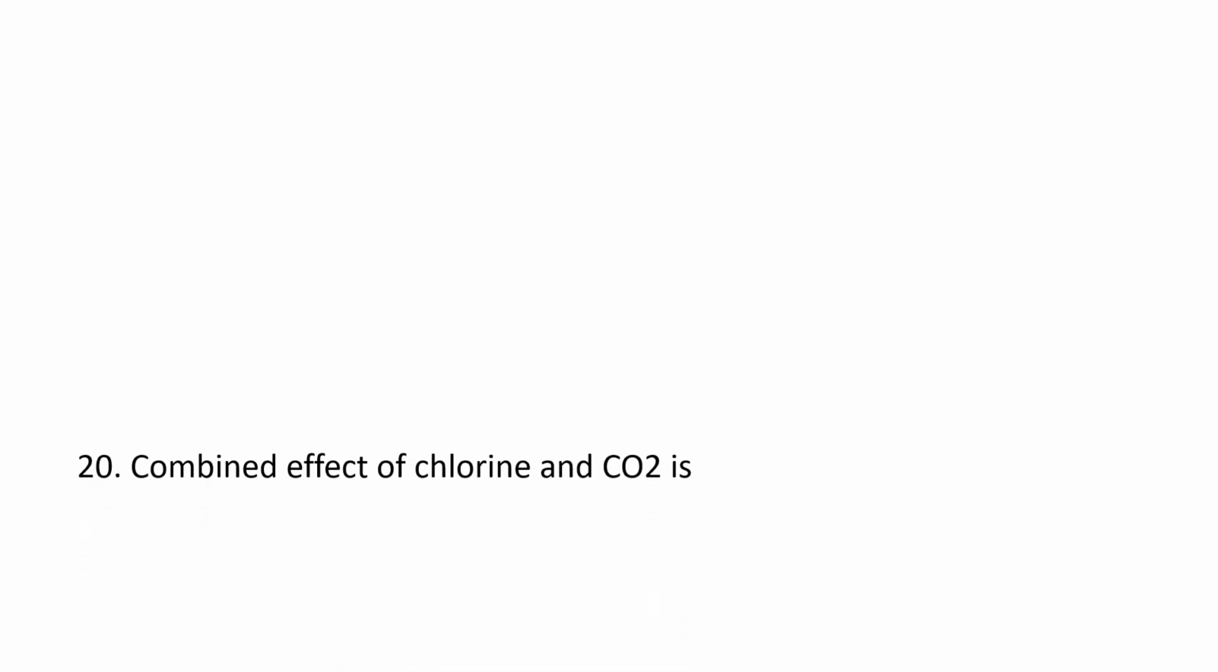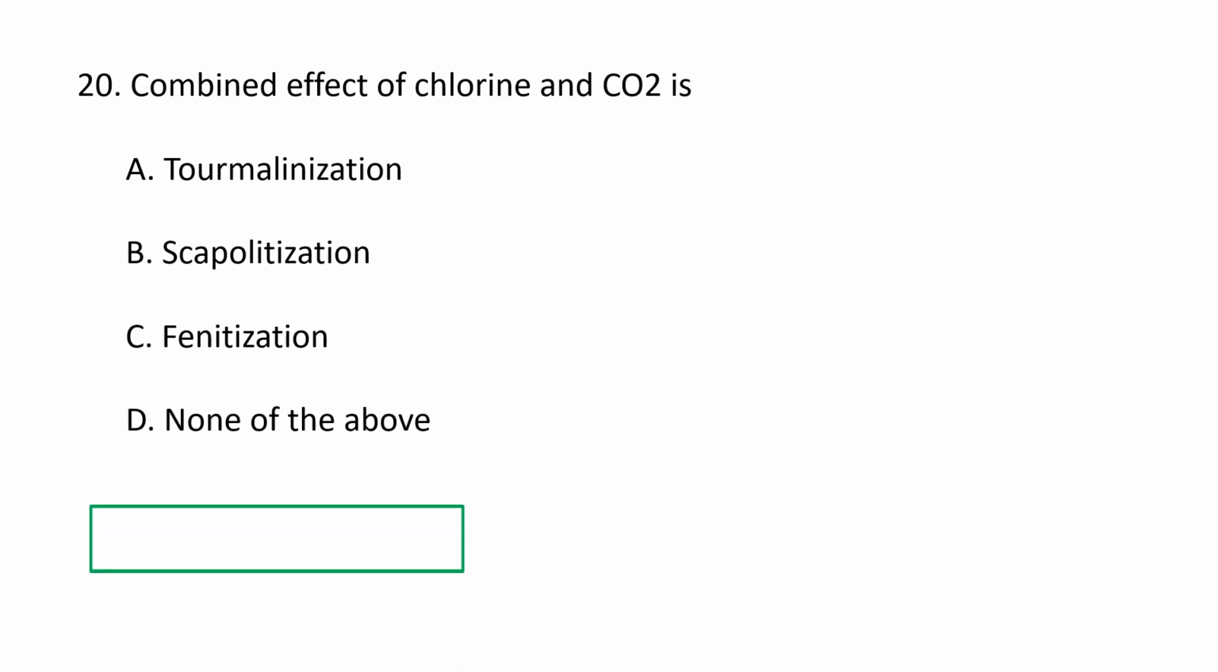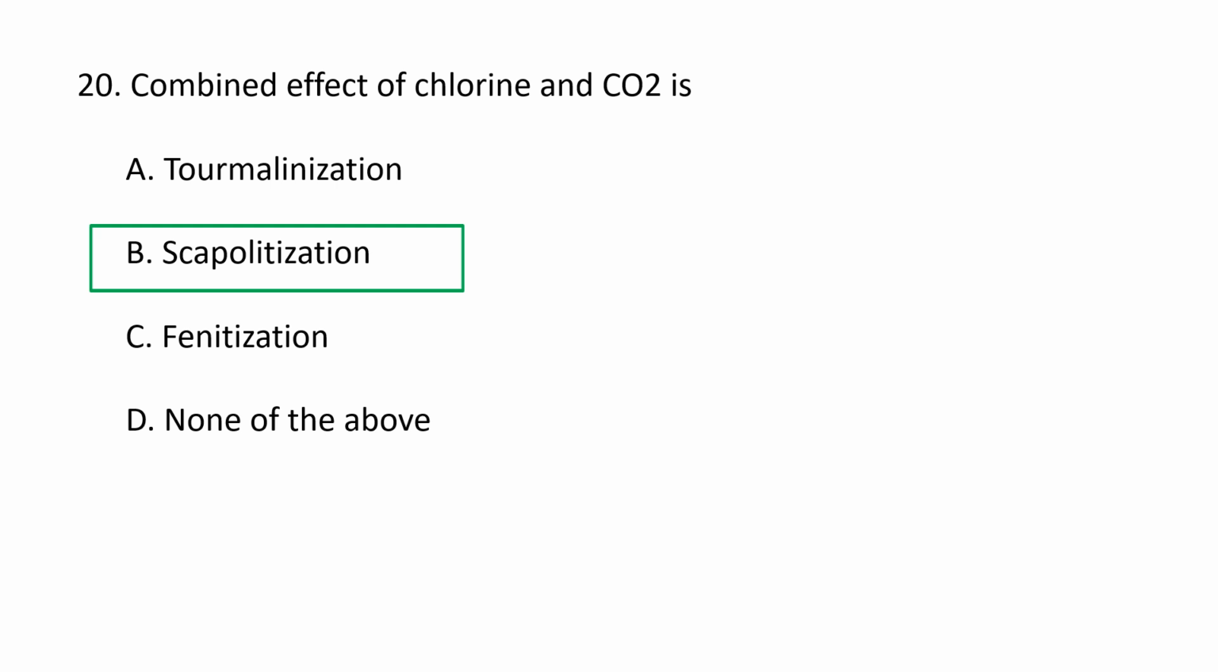Next question. The combined effect of chlorine and carbon dioxide is known as: A. Tourmalinization, B. Scapolitization, C. Phenitization, and D. None of the above. So the combined effect of chlorine and carbon dioxide is known as scapolitization, the process of alteration by which a mineral such as feldspar is converted into scapolite. So B, scapolitization is the correct answer.